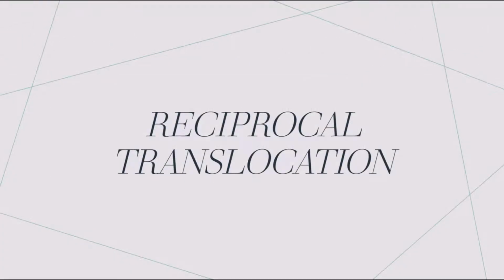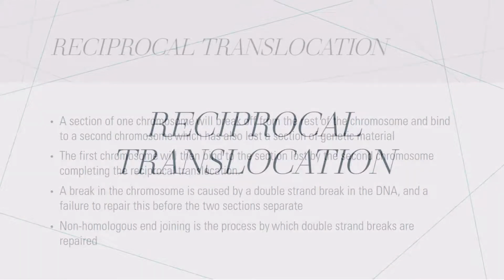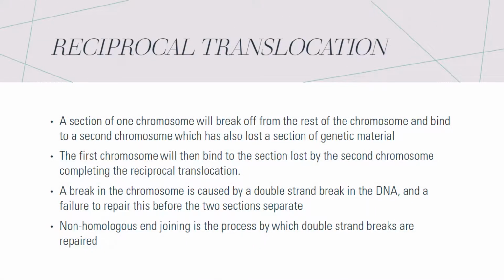The reciprocal translocation is one of the two main types of chromosome translocation. This involves a section of one chromosome breaking off from the rest of the chromosome and binding to a second chromosome, which has also lost a section of genetic material. The first chromosome will then bind to the section lost by the second chromosome, completing the reciprocal translocation.